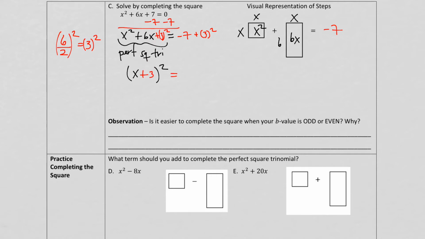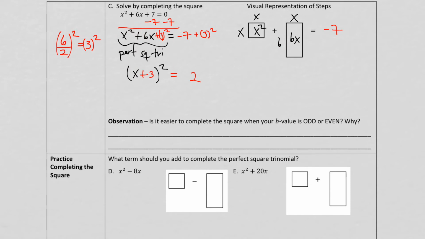Now why does that work? Oh, actually guys, before we do that, let me finish up this side of it. On this side, negative 7 plus 3 squared, 3 squared is 9, so 9 minus 7 is going to be 2. So the question is, why does this all work visually? Why does taking the b number, dividing it by 2 and squaring it, complete the square?